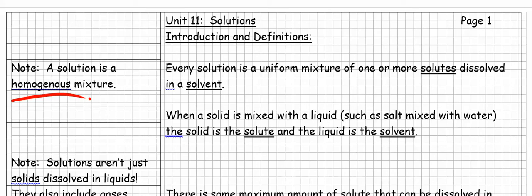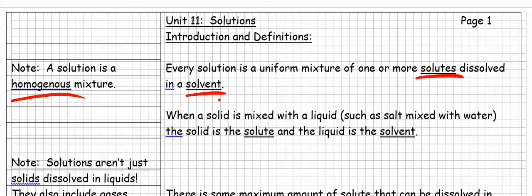Every solution is a uniform mixture of one or more solutes dissolved in a solvent. So let's define solute and solvent. For example, when I mix salt together with water, the solute is the salt crystal that I'm putting into the water. The water is the solvent, right? The water is the solvent.